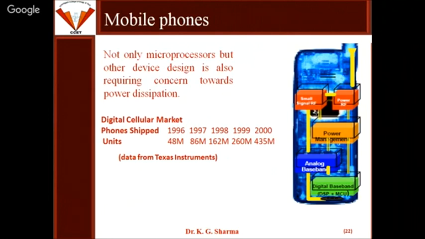If we talk about the digital cellular market, and how many phones are sold or shipped in units, in 1996, 48 million phones were shipped, while in 2000, 435 million phones were shipped. So you can think of that requirement: as the requirement is increasing, the technology also has to adopt some new, better ways so that it can fulfill the demand.